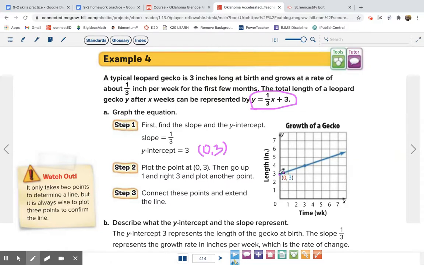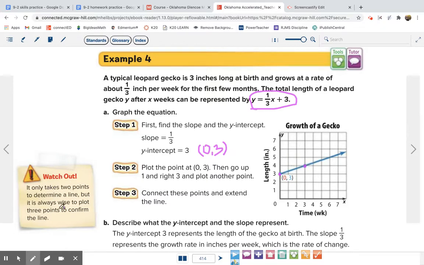There's your point. If you notice, they only did the first quadrant because that is the only quadrant where x and y are both positive, because we're talking about how much a gecko grows over its life. It doesn't go backwards, it can't go negative. So it's only positive numbers, so you can just graph it like this. We have the point 0, 3. Then my slope is 1 over 3, and it's positive, so I go up 1 to the right 3. That is our next point.